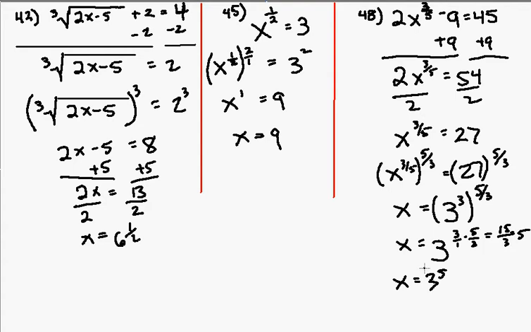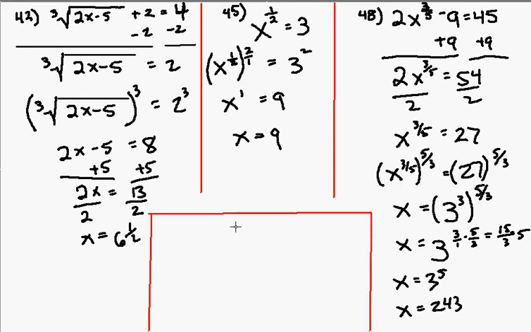And with my handy dandy calculator, I go 3 caret 5. I wind up getting 243. So x is equal to 243. Alright, that's 42, 45, 48. We only got one more to go. What the heck? 51. So let's make a little box around here so we know what's going on. See if I can contain 51 within the box.